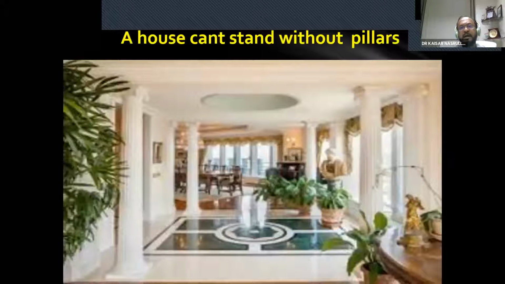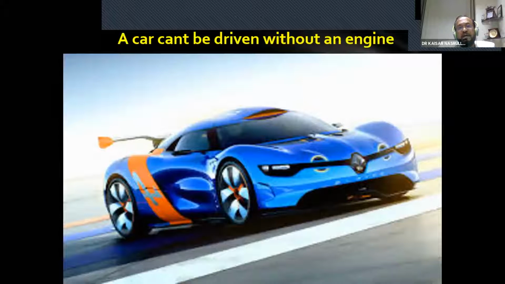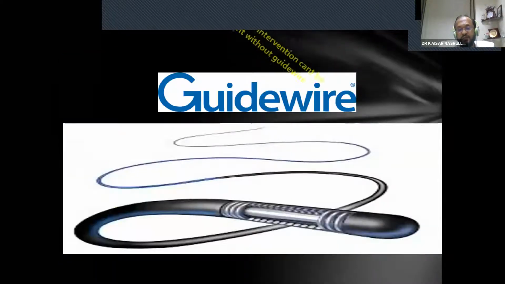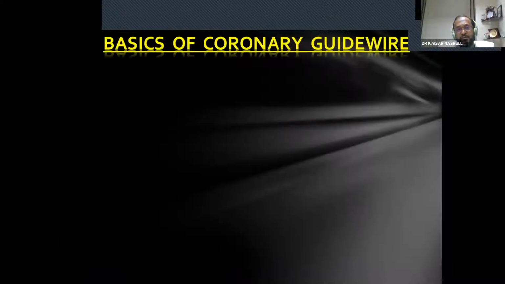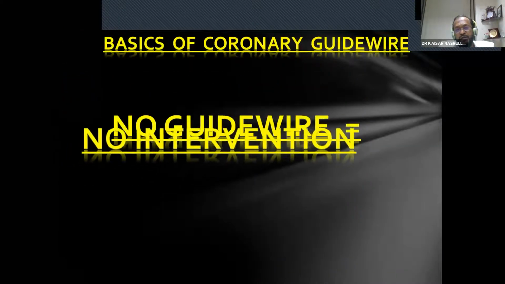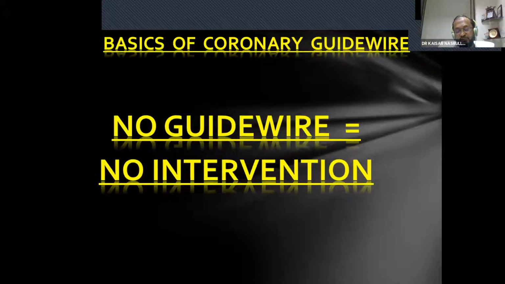Now, a house can't stand without pillars. A car can't be driven without an engine. Similarly, coronary intervention can't even be thought of without a guide wire. So the basics of coronary guide wire: no guide wire, no intervention.